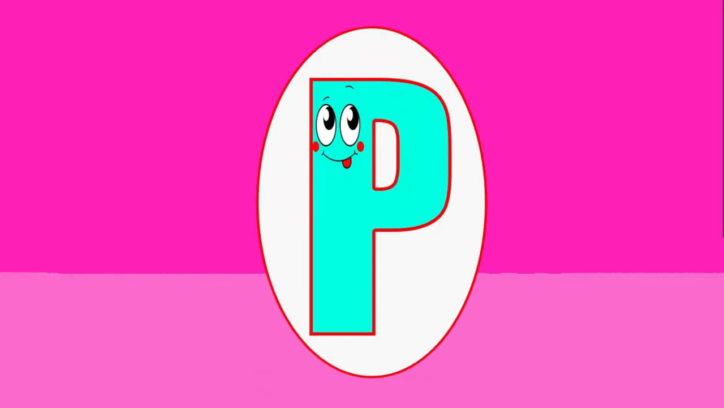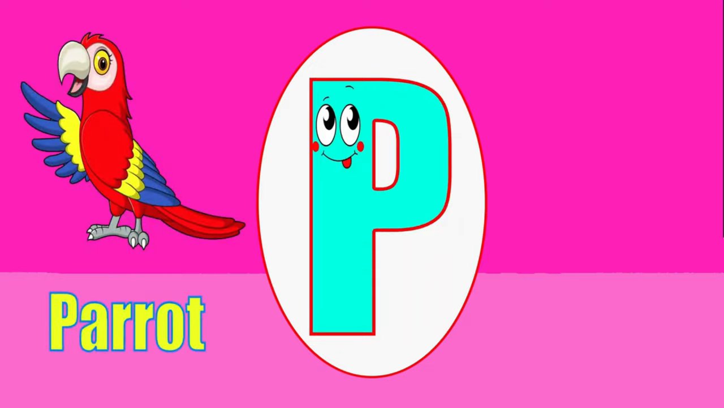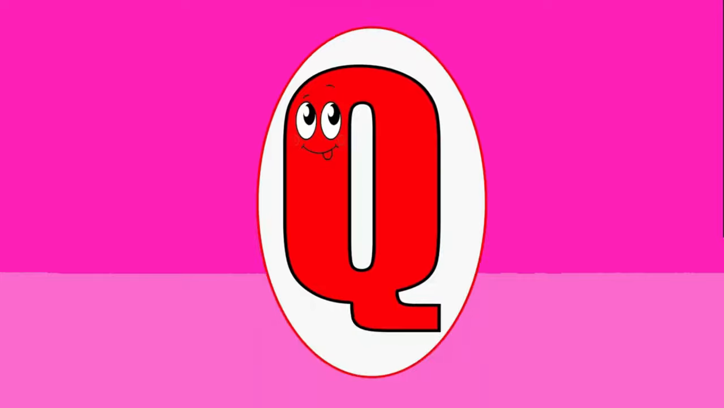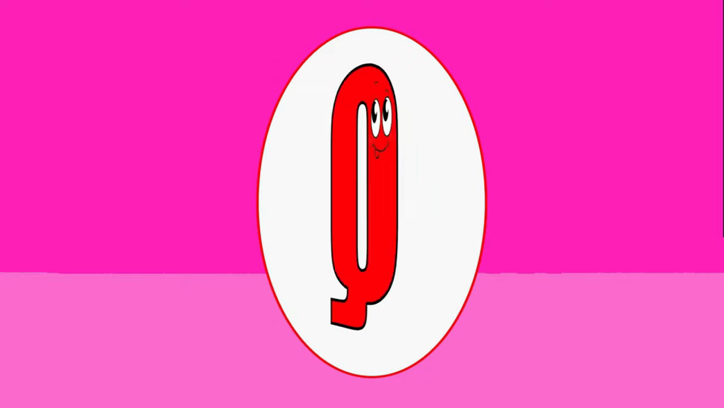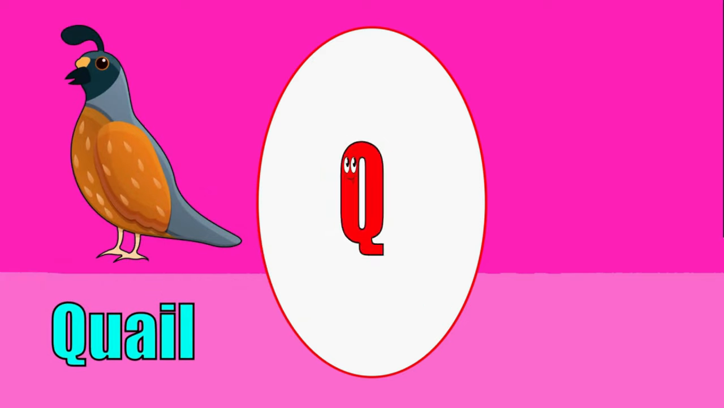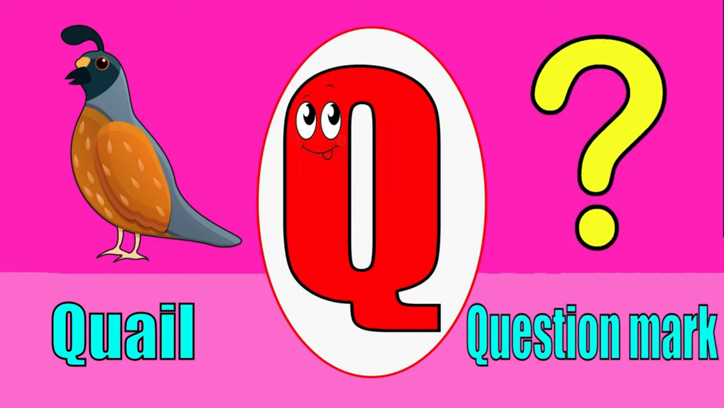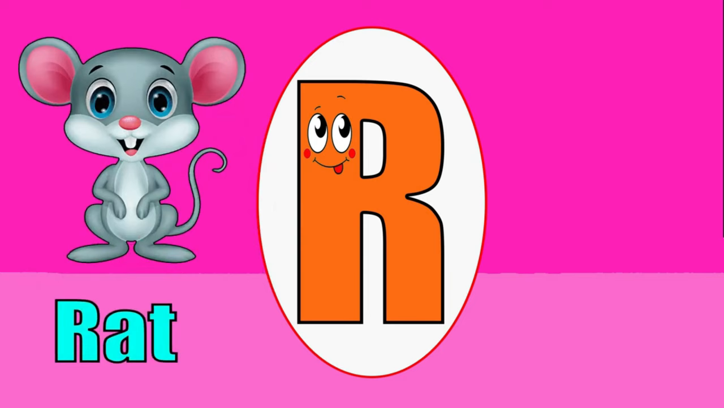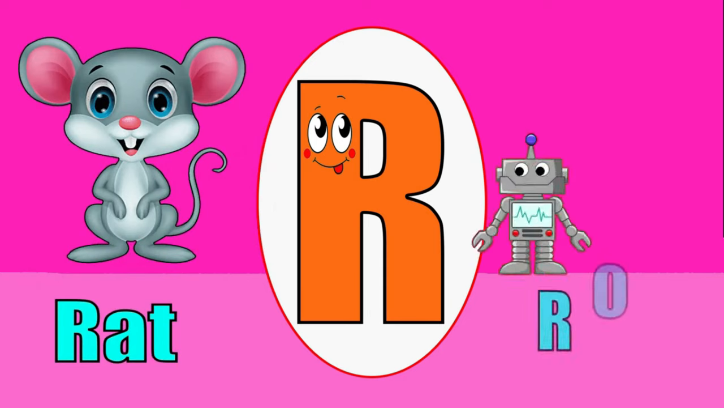P. P is for parrot. P is for pig. Q. Q is for quail. Q is for question mark. R. R is for rat. R is for robot.